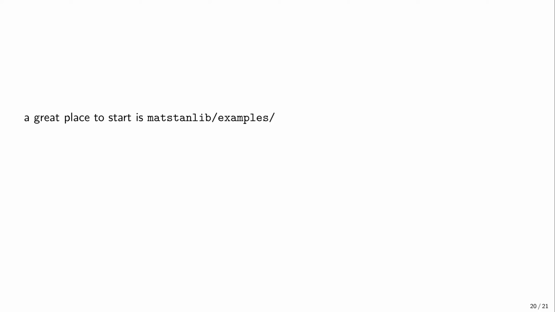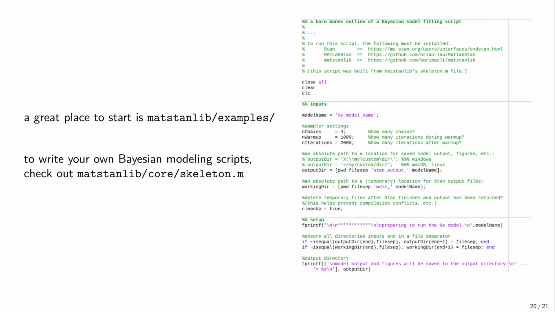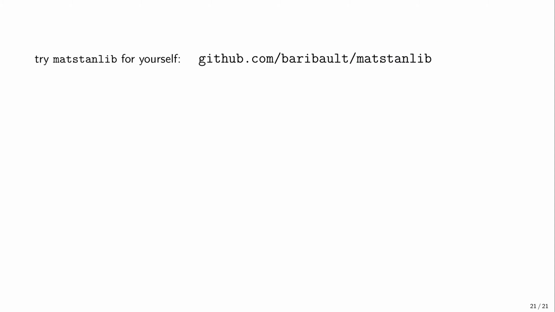So a great place to start is with the scripts in the example folder, each of which has a complete worked example of a Bayesian model. And if you like the format, you can check out skeleton.m, which is a bare bones outline of a model fitting script that you can use to write your own. And if you try out matstanlib for yourself, I'd love to hear what you think.